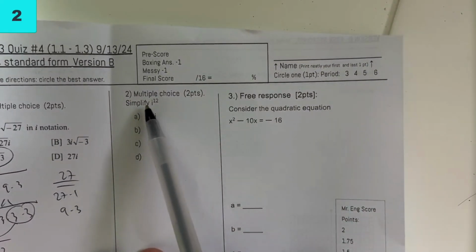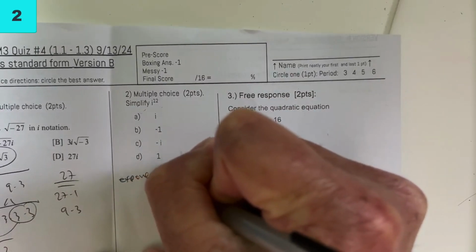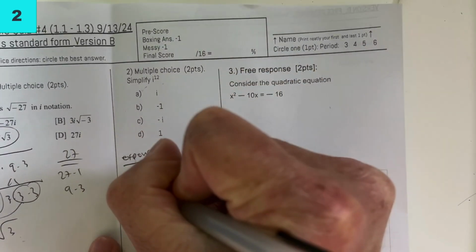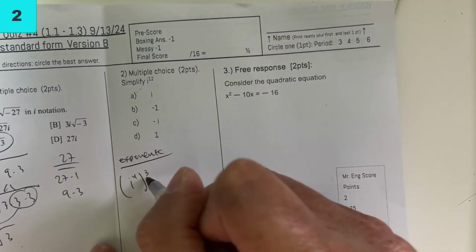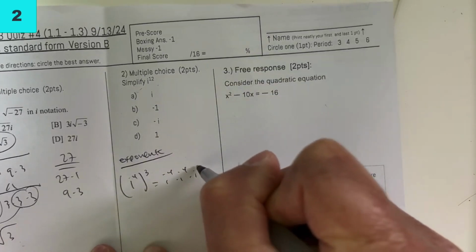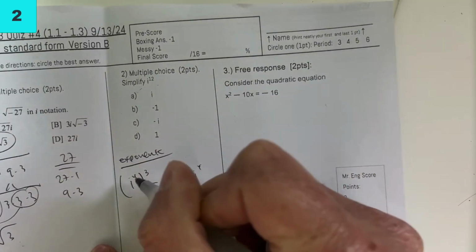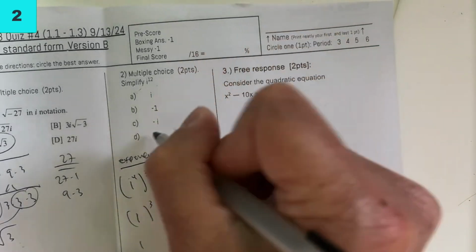Question number 2, simplify i to the 12th power. Let me use this method called exponents. i to the 4th power is the easiest one, and to the 3rd, that just basically means 3 of those, right? And if you expand those, that's 12 i's. So 1 to the 3rd power equals 1, which is your correct answer, D.